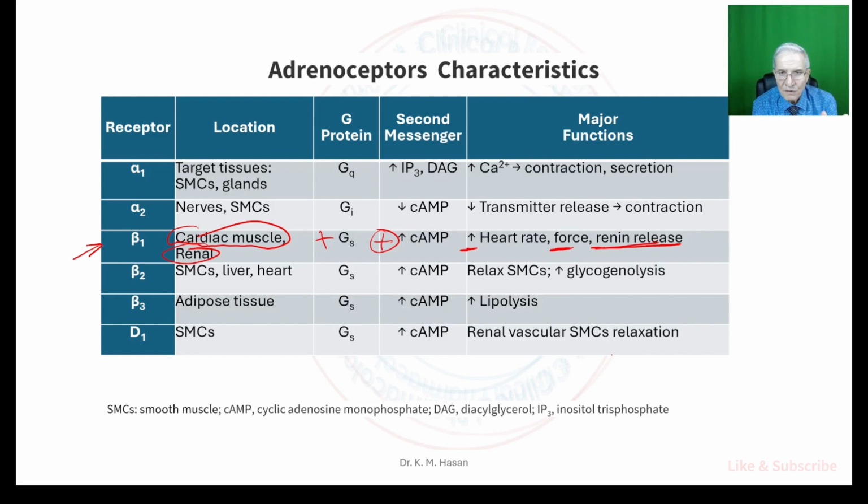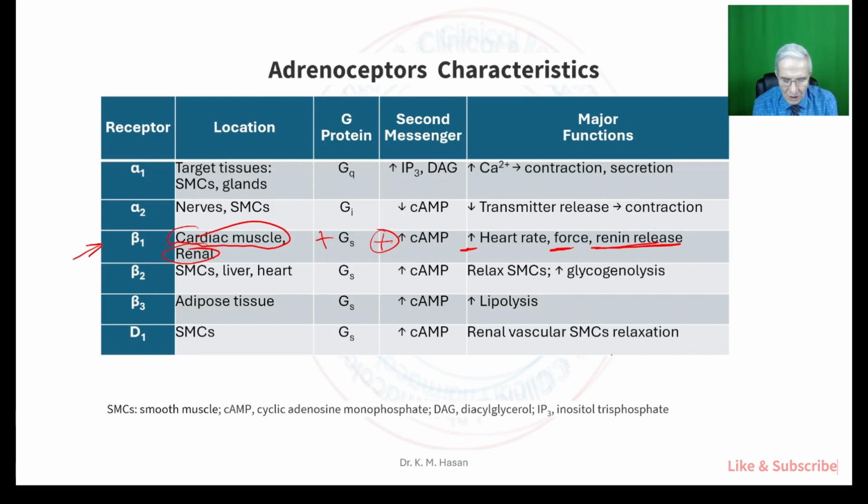So what type of receptor is available in the heart? Mainly in the heart, beta 1 receptor. In the kidney, in the renal, we have beta 1 receptor. What is the result of activation of beta 1 receptor? Stimulate the heart, increase heart rate, increase contractility, increase release of renin.